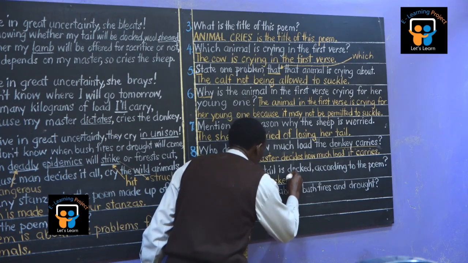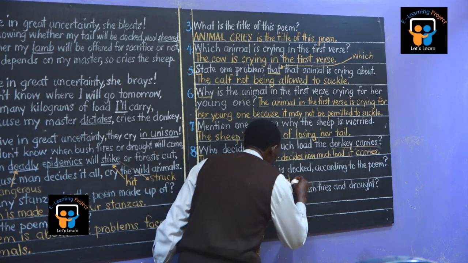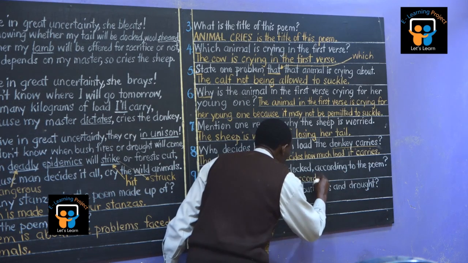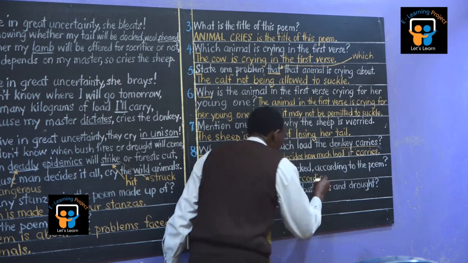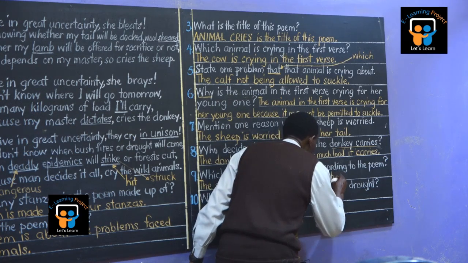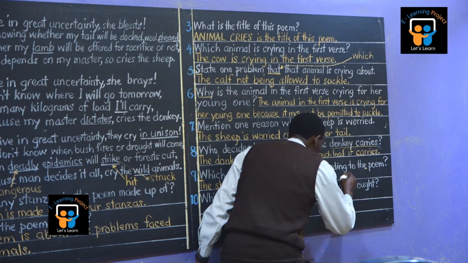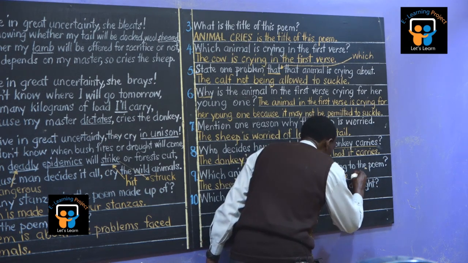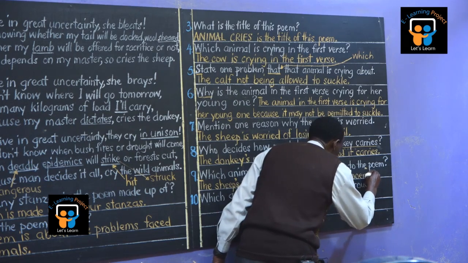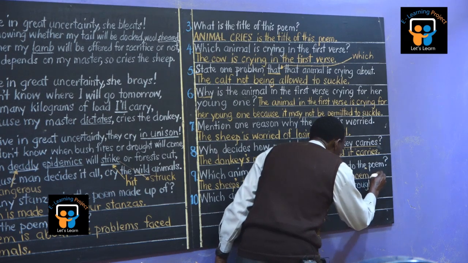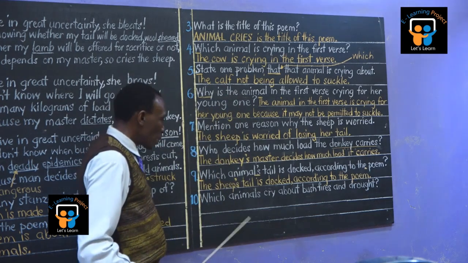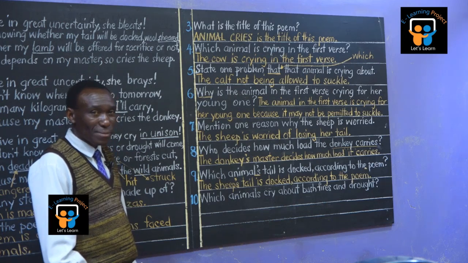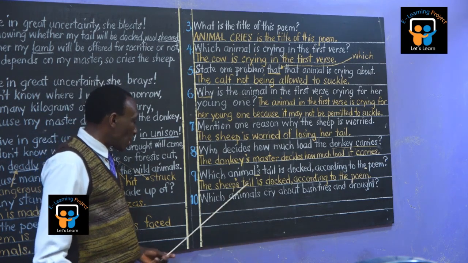The sheep's tail is docked, comma, according to the poem. Not this, but the poem, according to the poem. Don't forget the beautiful, handsome full stop. The sheep's tail is docked according to the poem. Okay. Ultimately, we come to the end.